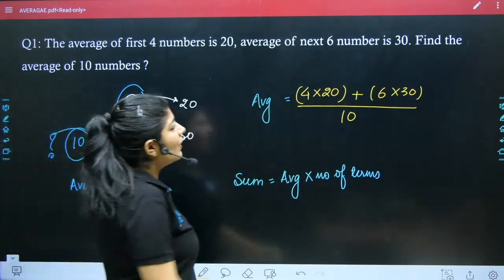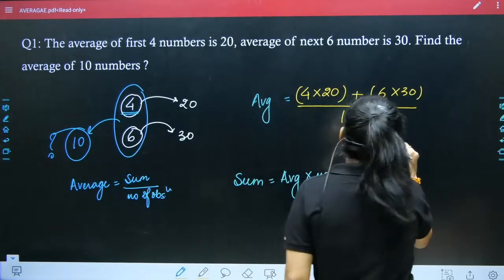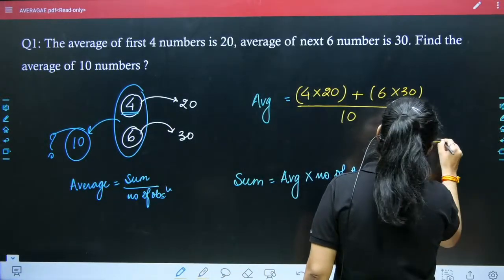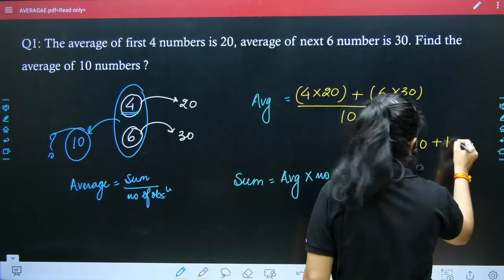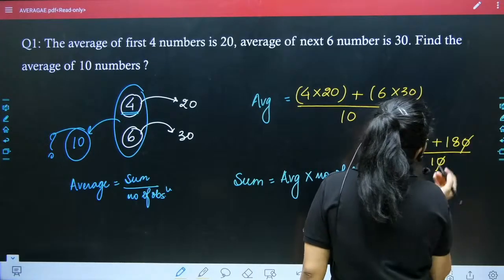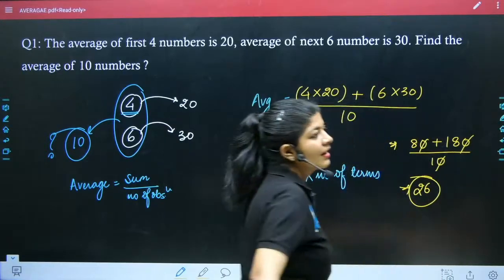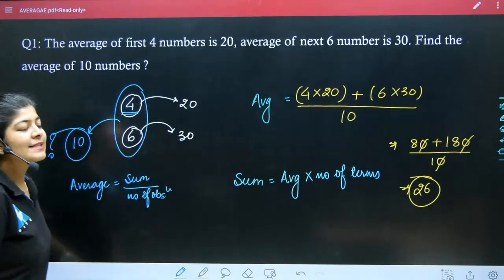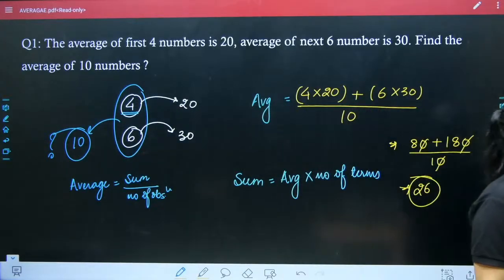Now I simply multiply them, add them and divide. So here I am getting 80 plus 180 divided by 10. So we can simply divide by 10 over here and I'll get 26 as my answer. Is it clear? This is a very simple question.